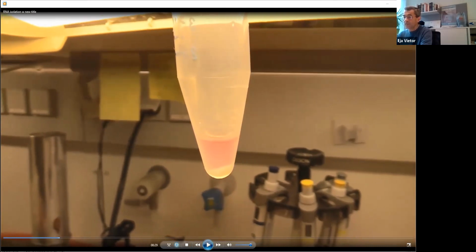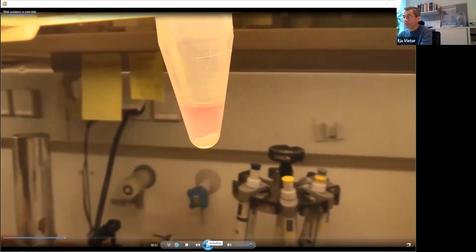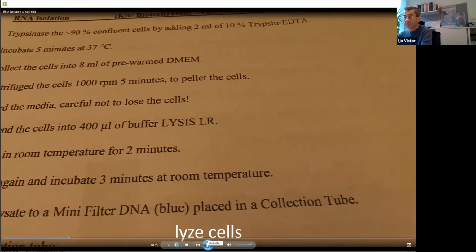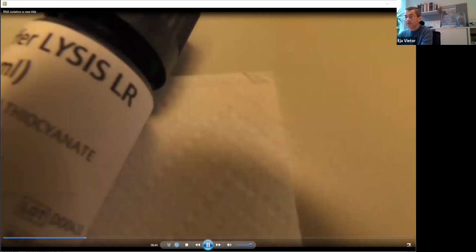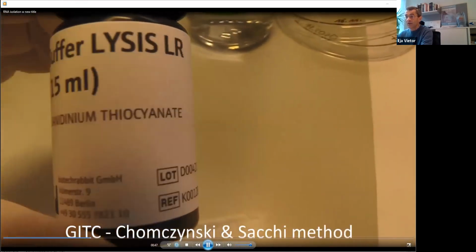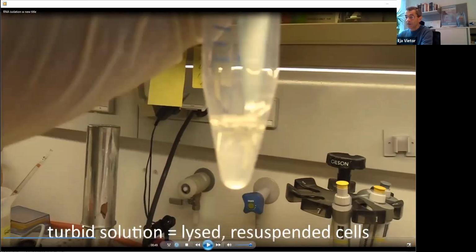Secondly, here you still see the medium, which has to be separated from the cell pellet. So this has to be removed by pipetting, because otherwise the sensitivity of the technique is not high enough. And then the next step is adding the lysis buffer from the kit. And you see that this is guanidinium thiocyanate, which is the Chomczynski-Sacchi technique. After lysis, the cell pellet turns into a turbid solution.